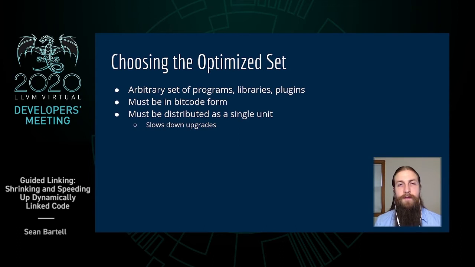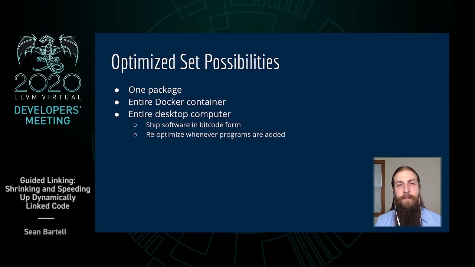The downside of using a very large optimized set is that you have to optimize and distribute the whole set as a single unit, so if you change a single library in the set, you have to redo the whole optimization process and distribute a whole new merged library. The developer can choose a small or large optimized set depending on the situation.